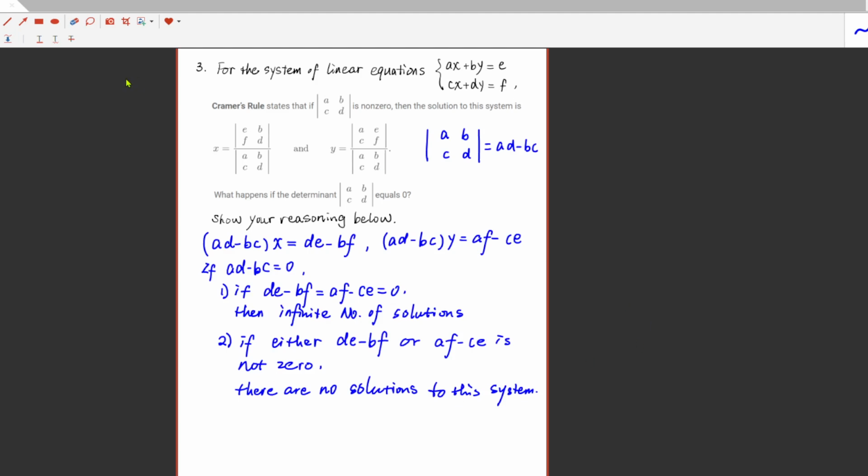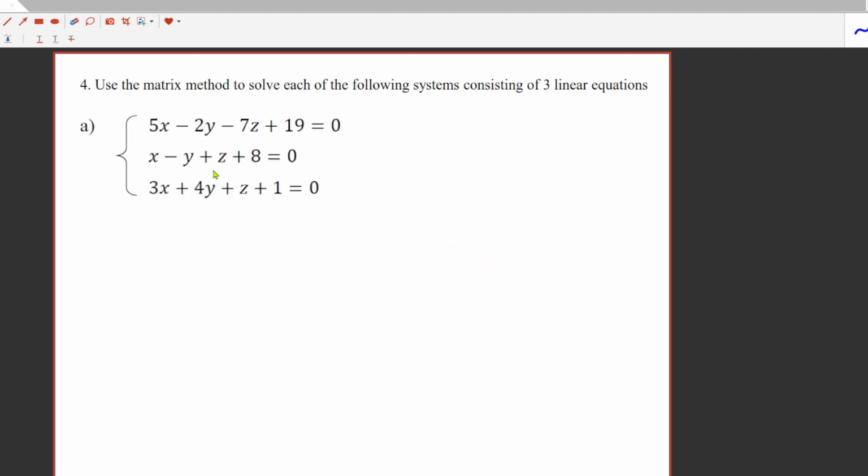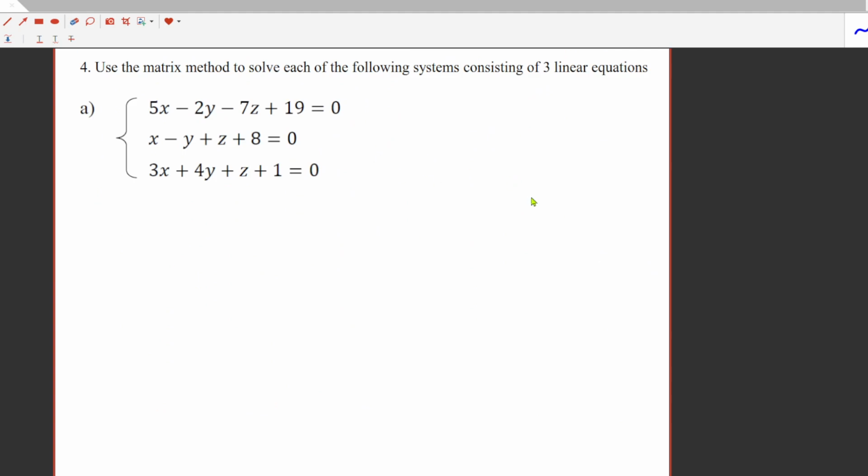All right, if you don't have any questions, let's have a look at question number 4. So this time we have a system of 3 linear equations. Usually, if the number of equations is more than 2, we could use the matrix method to simplify the process of solving them, right? First of all, we could write the matrix using the coefficients and the constants, because these questions are already simplified for you.